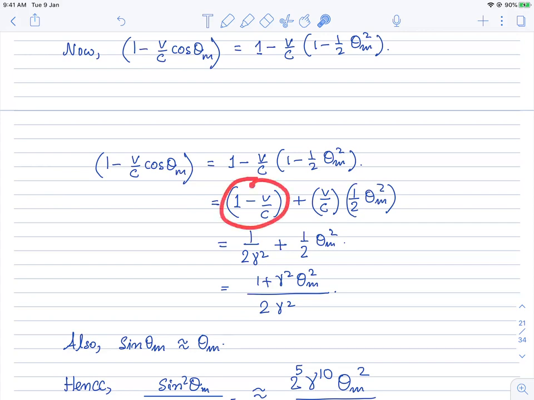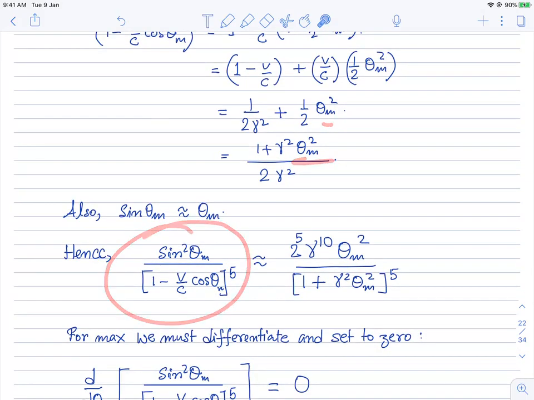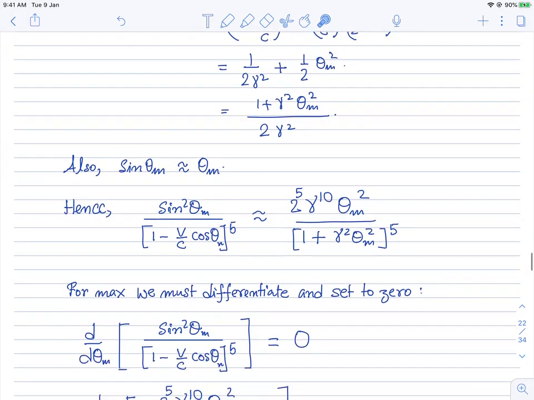So now this factor is 1 over 2 gamma squared, and this is half theta squared. If I put them together, this is 2 gamma squared in the denominator, and 1 plus gamma squared theta squared in the numerator. Now this factor that appears in power, you can write in this form. This is like 2 to the power 5, and there's a gamma squared, so that's gamma to the 10 in the numerator. This sine squared theta is also roughly theta squared, so this comes from the sine theta. And then in the denominator you have 1 plus gamma squared theta m squared, which remains in the denominator to the power 5.